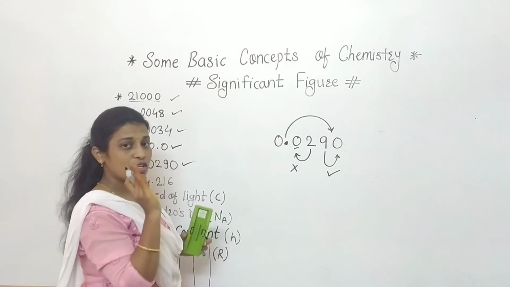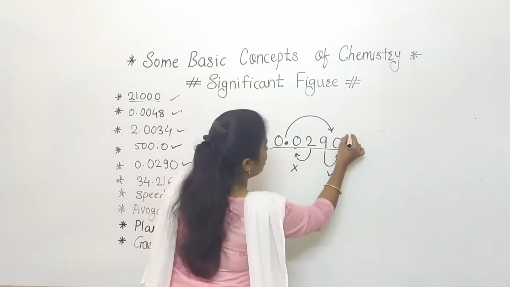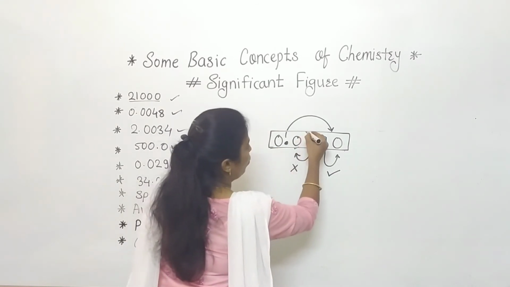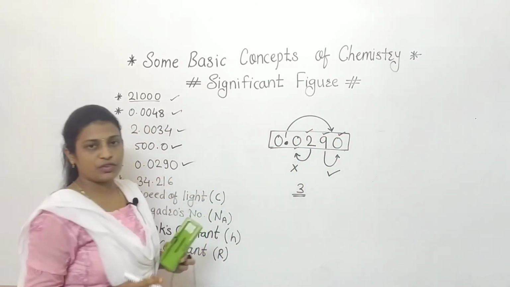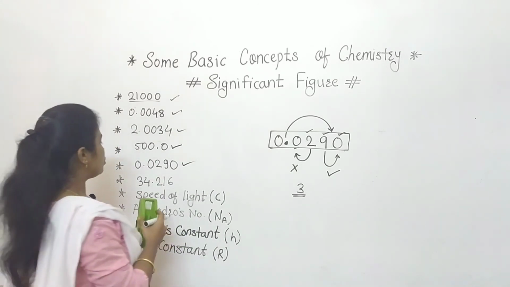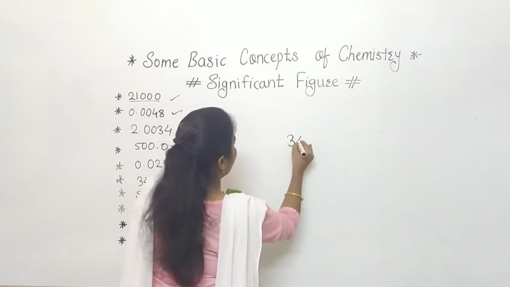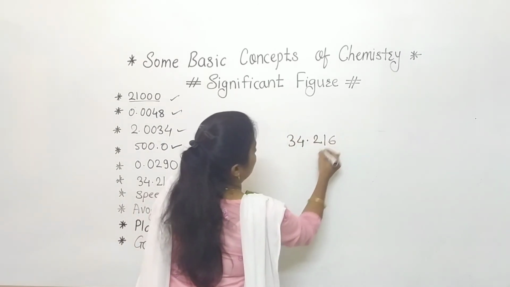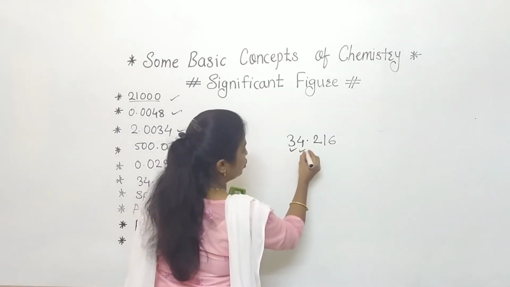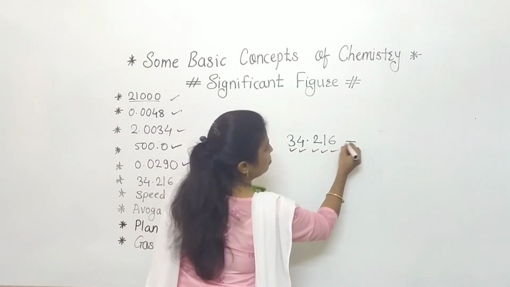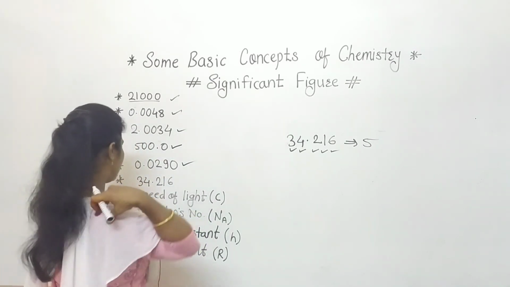Are you getting my point? So in this way, the significant figure for this value will be 1, 2 and 3. So 3 is the significant figure for this value. Clear? So the next example is if we consider the value 34.216. Here, no zero, nothing is there. So we have to consider 1, 2, 3, 4, 5. Simply its significant figure is 5. Clear to everyone?